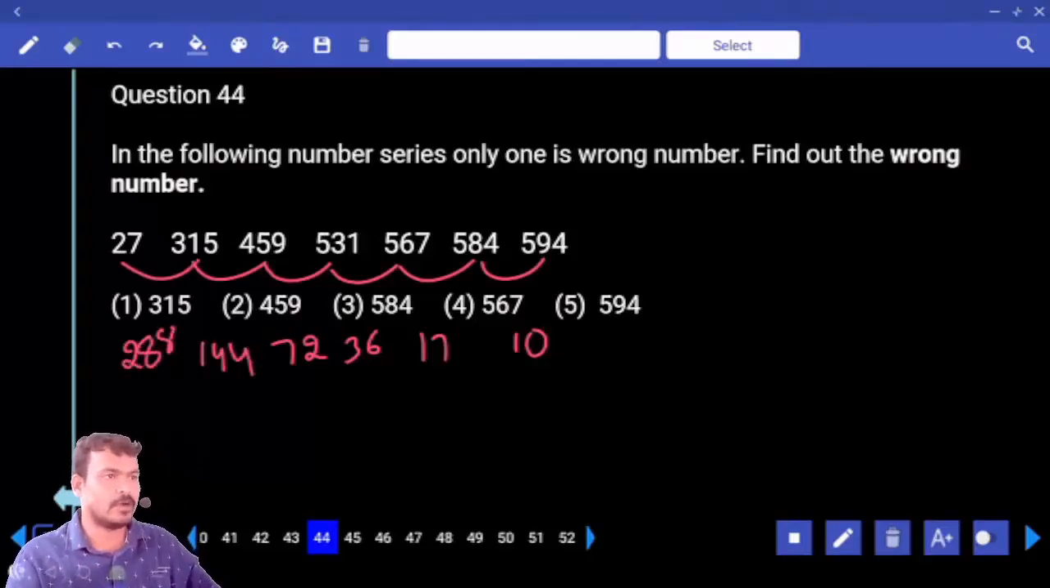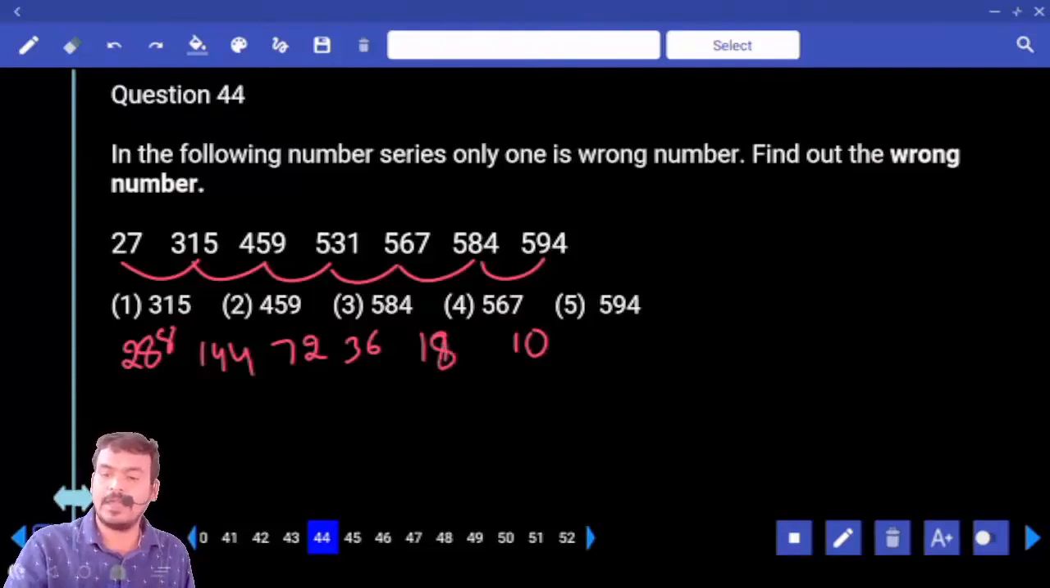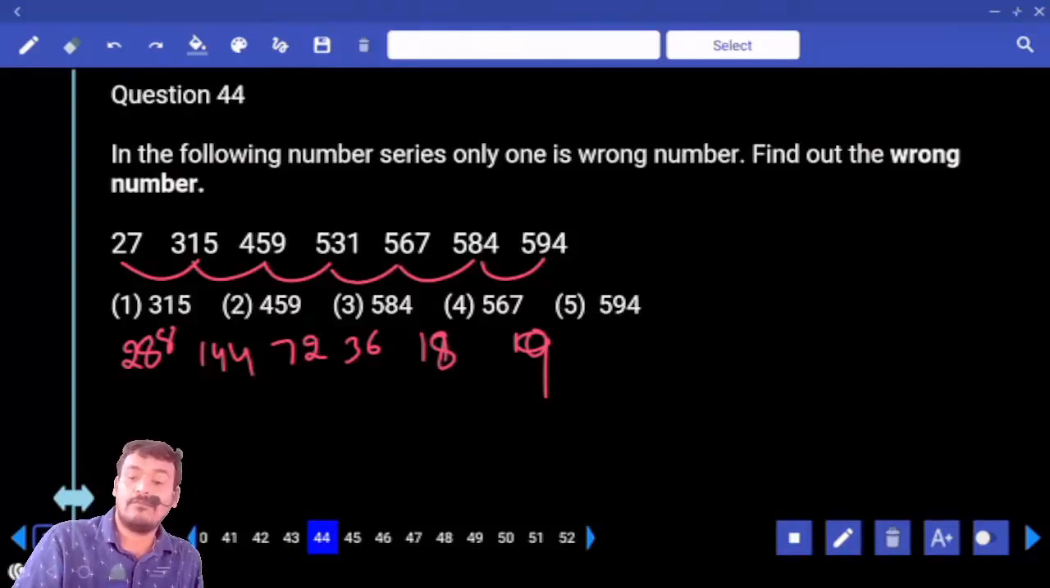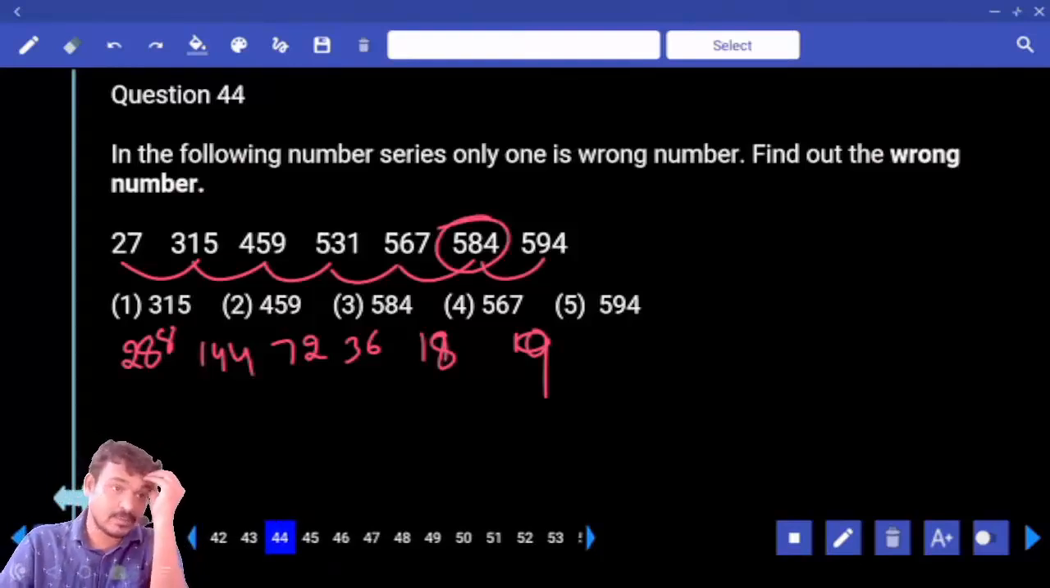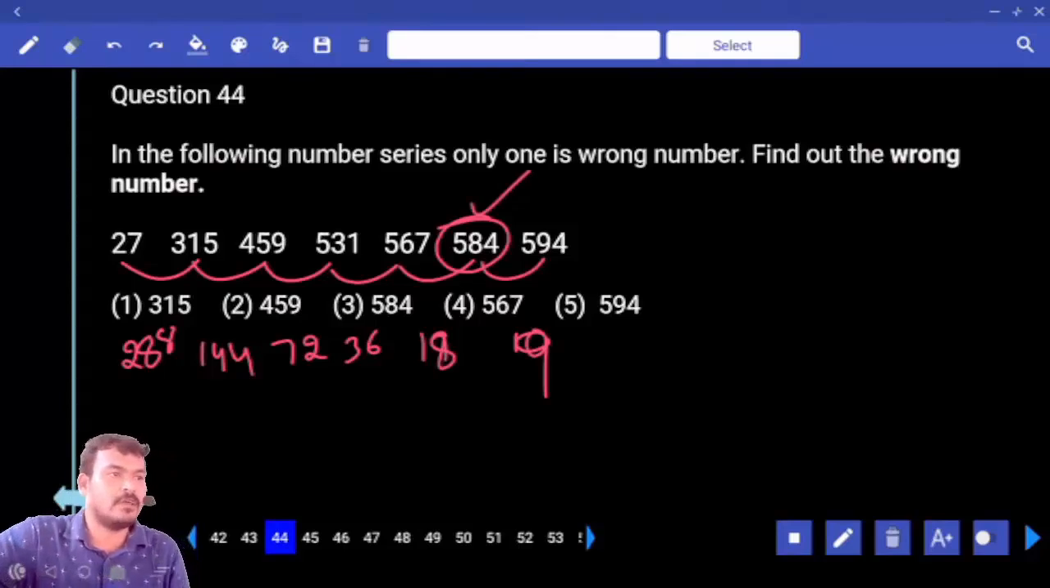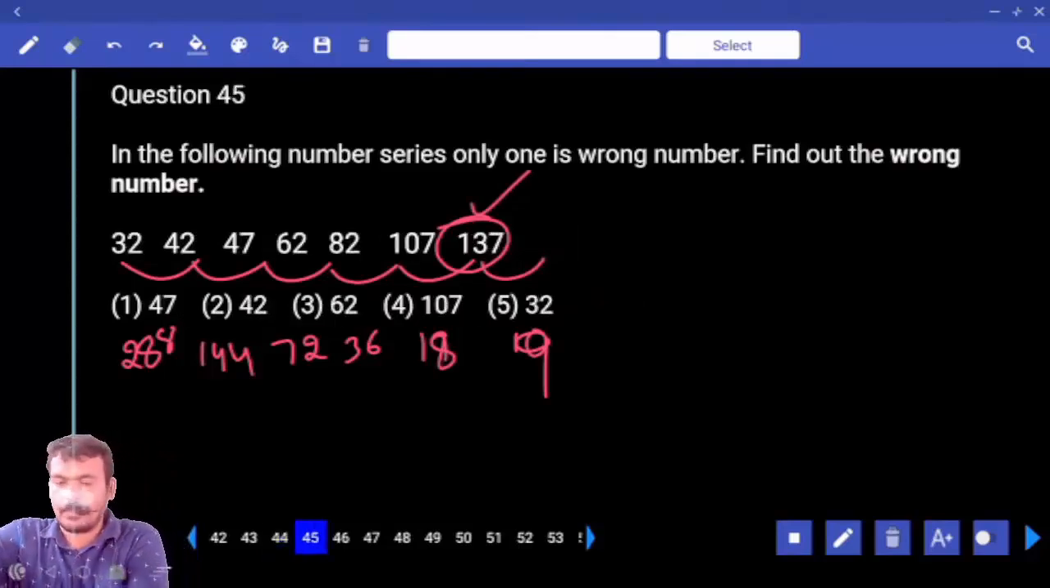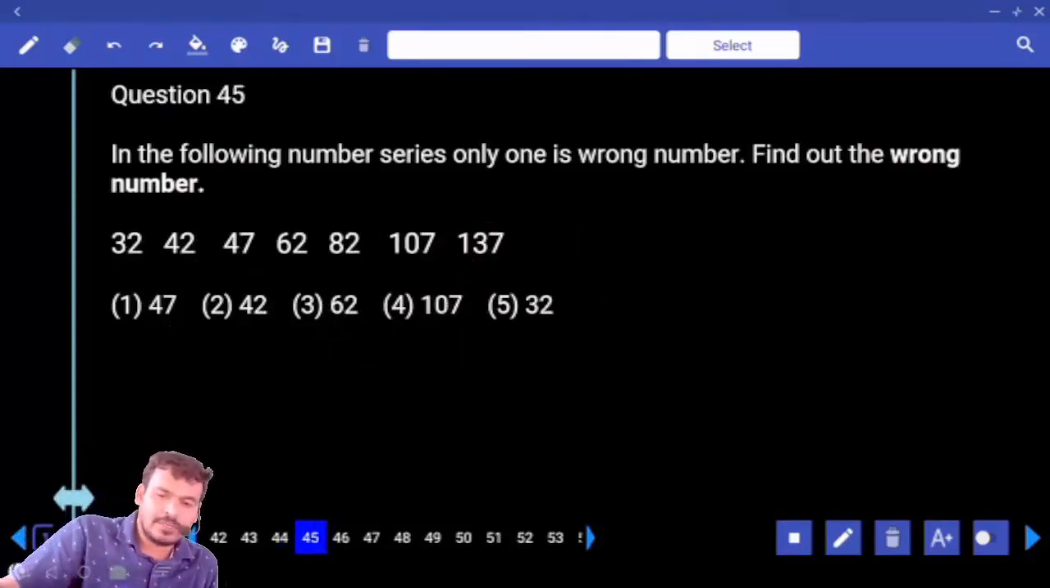288, half of that 144. Again half, 72. Again half, 36. Half of the 36 means 18. Half of the 18, 9 or not? Obviously wrong number. 584. Because last two terms are changed, which one is the wrong number? 584.